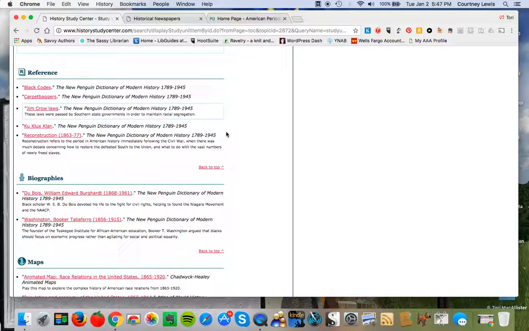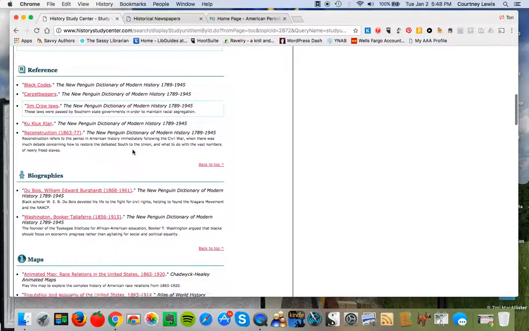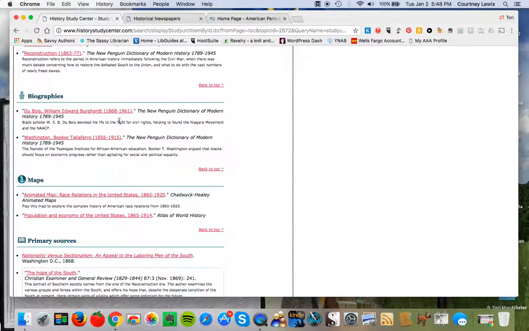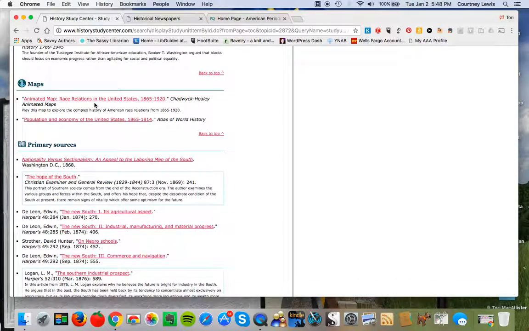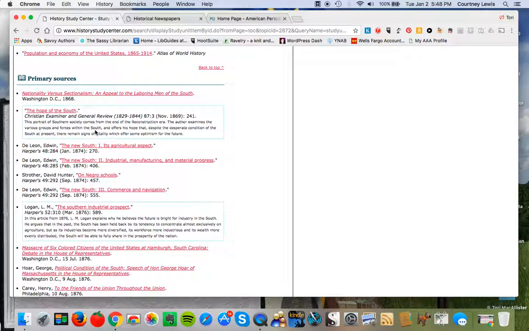But now it gives you list after list of resources that it thinks help you understand this particular topic of the New South. So here are key reference articles that it thinks you need to understand the New South. Here we have Booker T. Washington and W.E.B. Du Bois, two biography articles from reference sources that are really helpful. Here's an animated map on race relations in the United States from 1865 to 1920, and similarly the population and economy spanning a similar time period. Clearly those are going to be two key things.